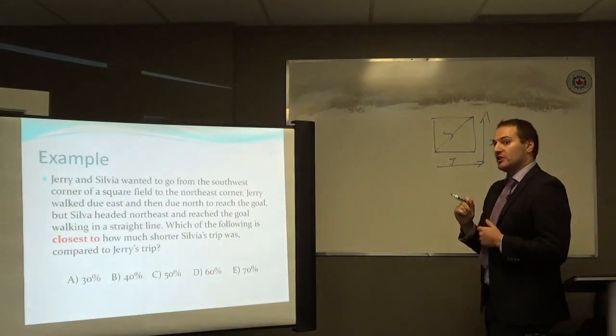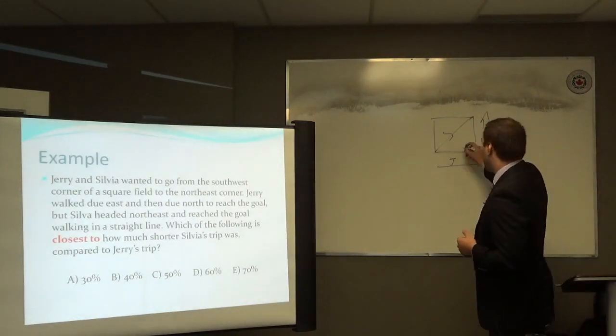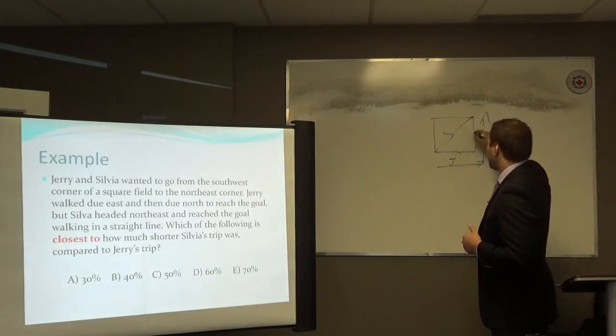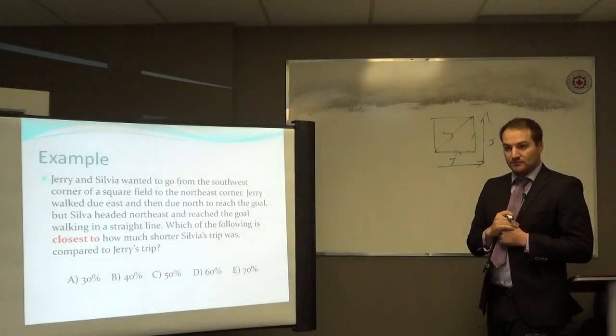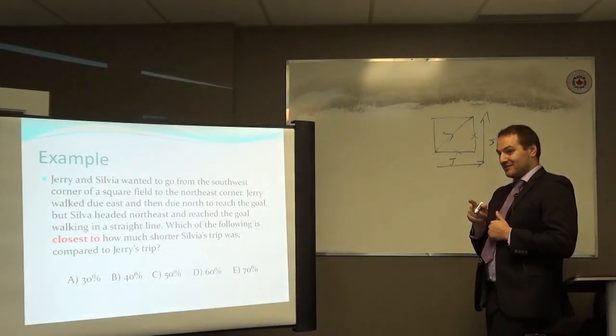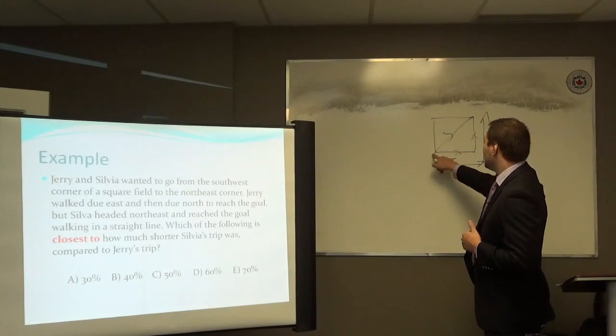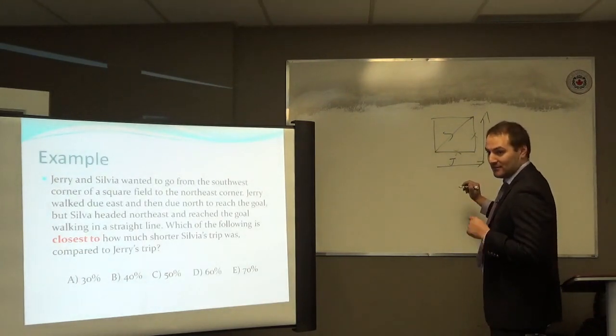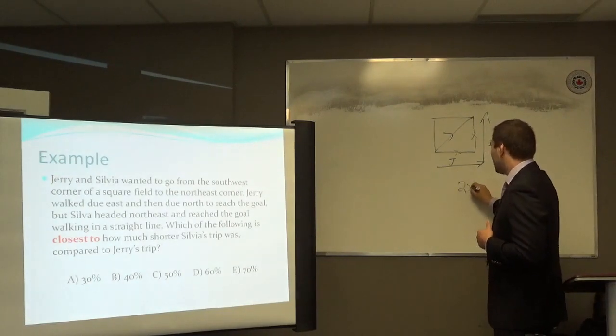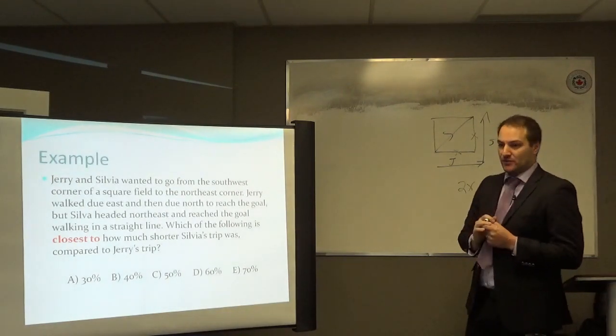Right. So Jerry's route, let's just call it x, right? So x and x. So what's Jerry's route? Close. It's the distance, so it's x plus x. 2x. Right, good. So Jerry's route is 2x. Okay. What's Sylvia's route?